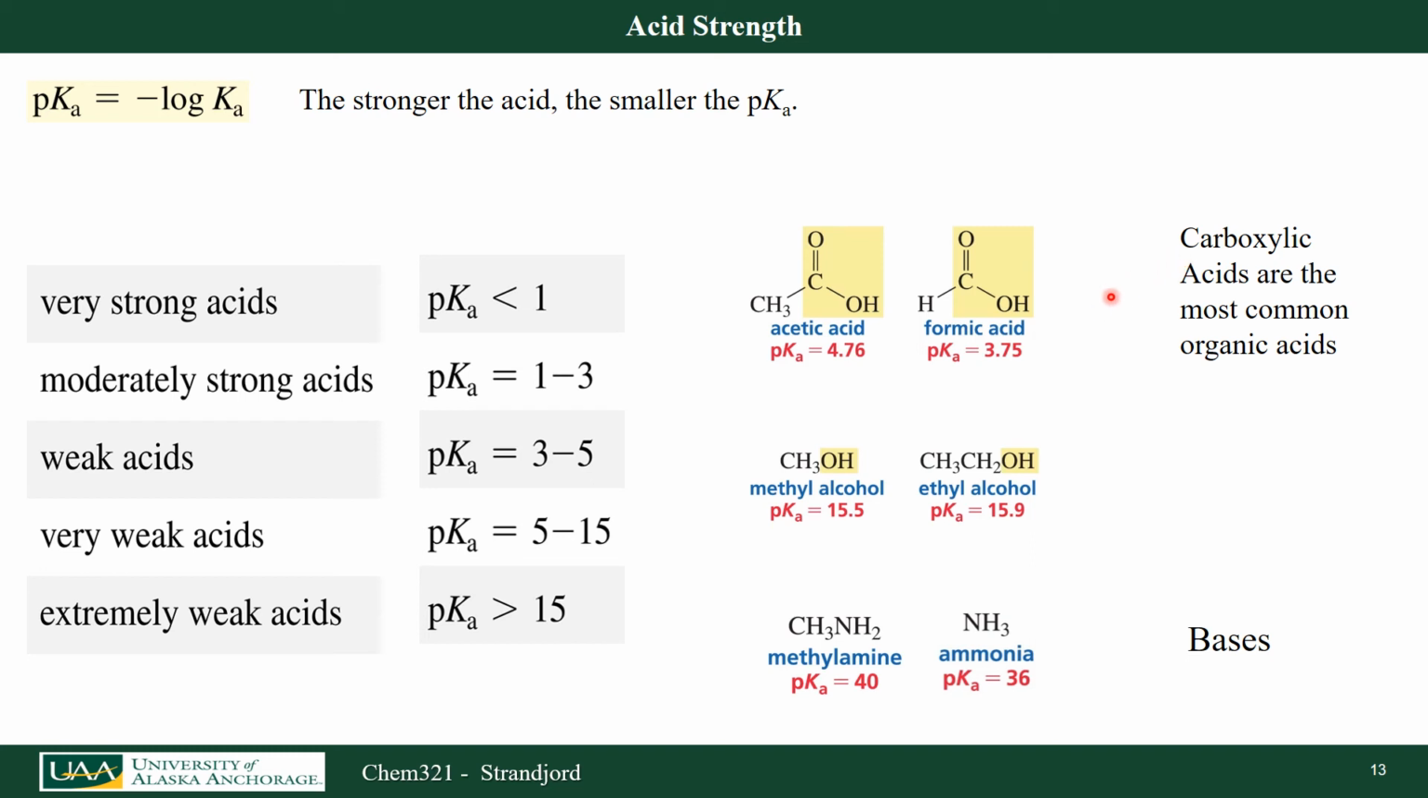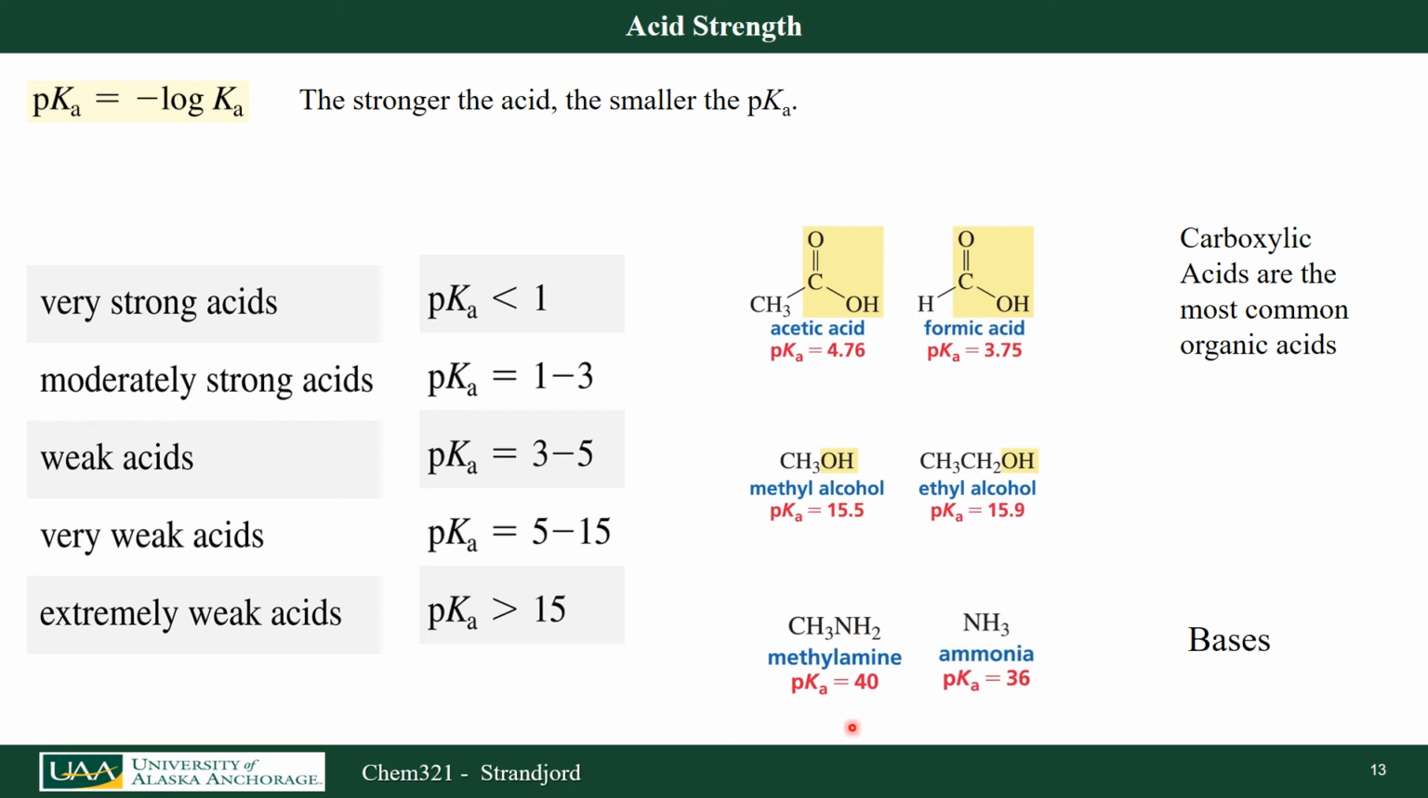So carboxylic acids are the most common organic acids. Alcohols are actually very weak acids. They have pKa's in the 15 range here. You can see methyl alcohol has a pKa of 15.5 and ethyl alcohol has a pKa of 15.9. That hydrogen out here at the end of the hydroxyl group is actually a little bit acidic. The same thing over here with ethyl alcohol.